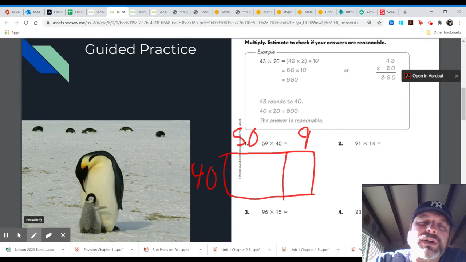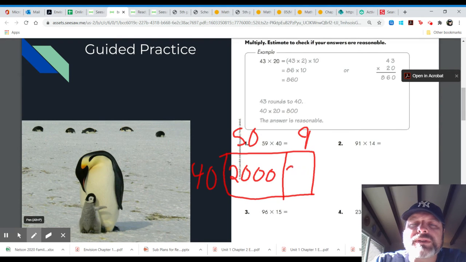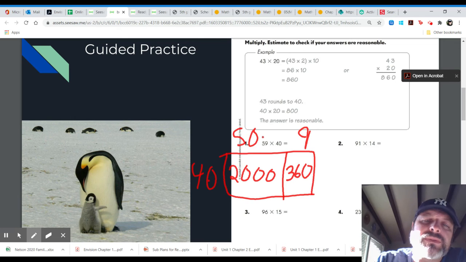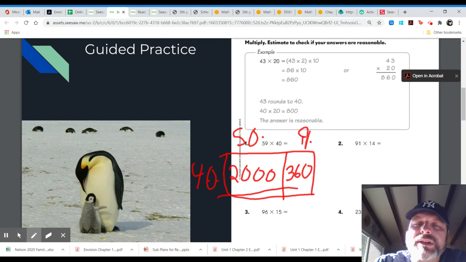So with this first box, you're going to do 40 times 50. And if you remember my rule, you can multiply the first two numbers, 4 times 5, and get 20, right? And there's 2 zeros on the end, so you can add the 2 zeros. Then you get 2,000. And the next one is 40 times 9. So 9 times 4 is 36, and there's 1 zero. And then you take those two numbers and you add them together. And that's the area model of multiplying. So you're multiplying 40 and 50, and then you're multiplying 40 and 9 right there.